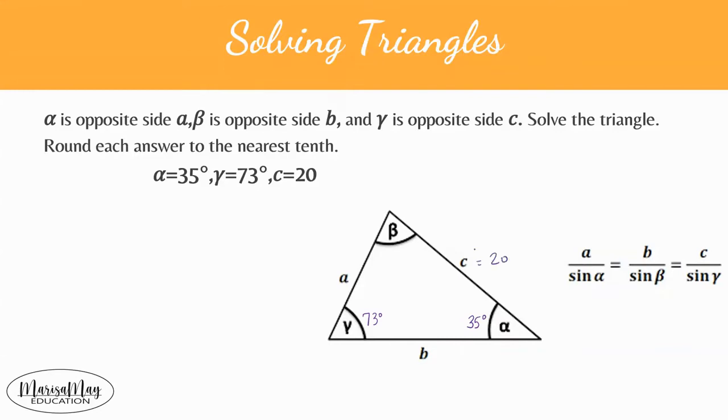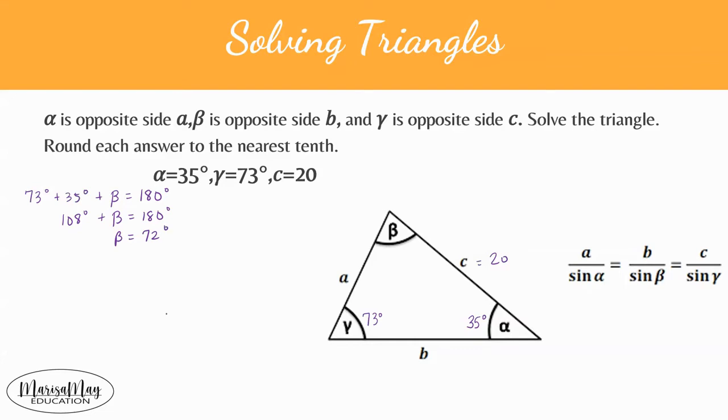Now, the first thing is pretty easy since we know two of the angles. Let's go ahead and find the third angle by adding up the angles and setting them equal to 180 degrees. So now I know that 108 plus beta is going to equal 180, and so beta would have to be 72 degrees.